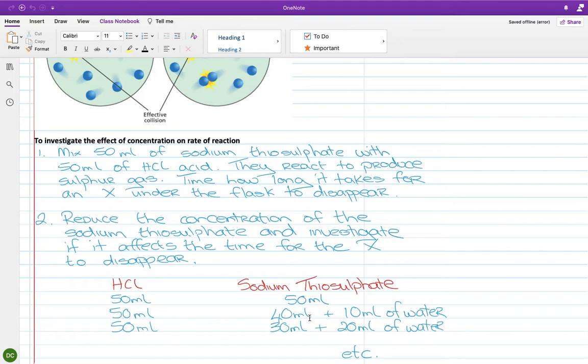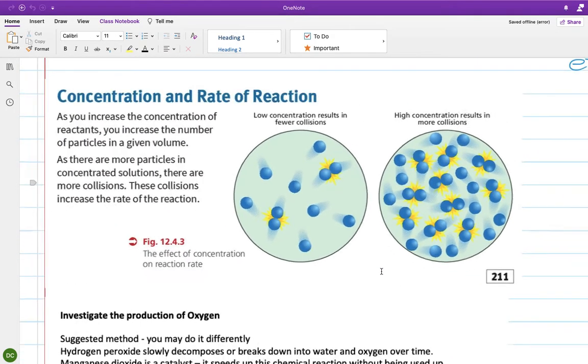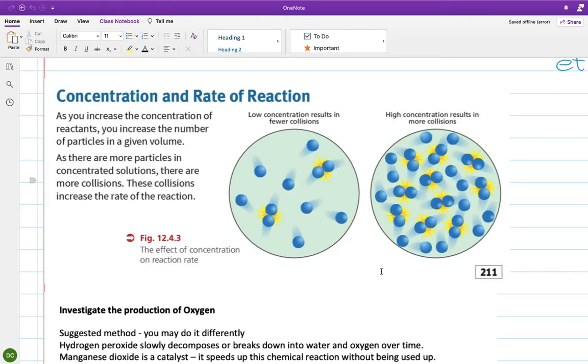So the third factor affecting rate of reaction is concentration. So number 3, concentration. I'll come back to the experiment here, and I have another little demonstration to show you. But as you increase the concentration of the reactant, you increase the number of particles in a given volume.